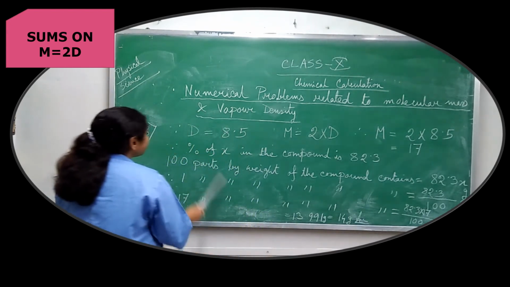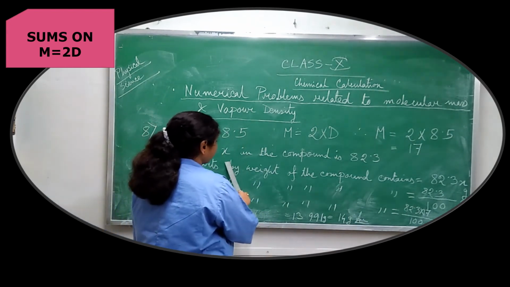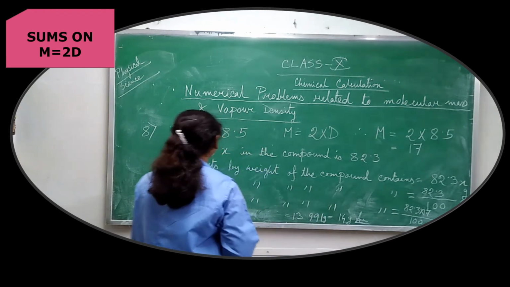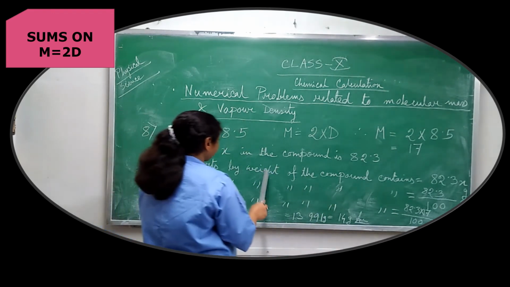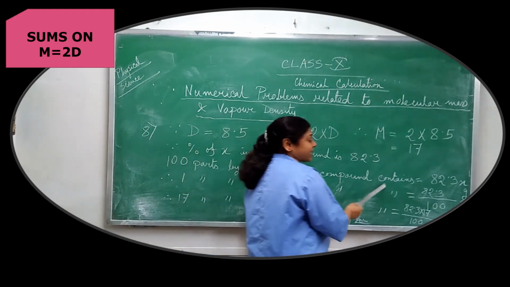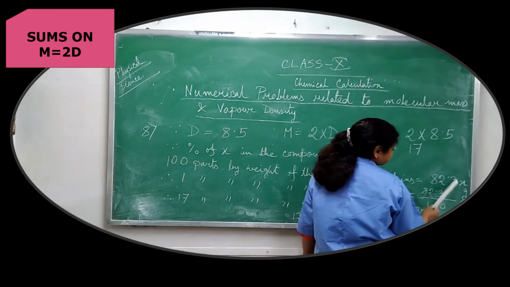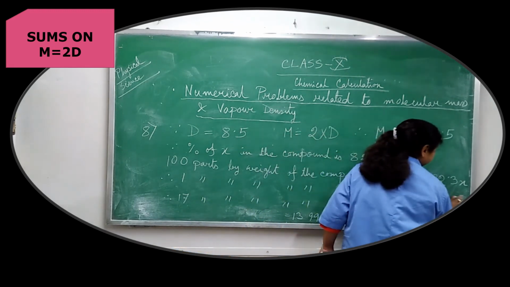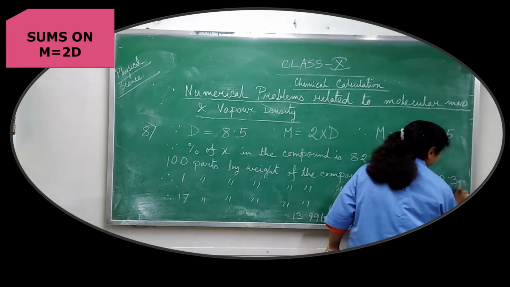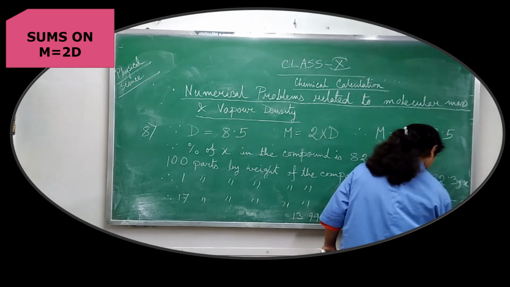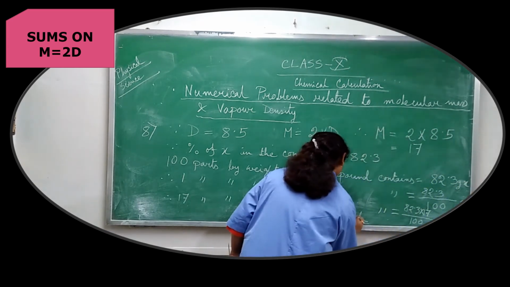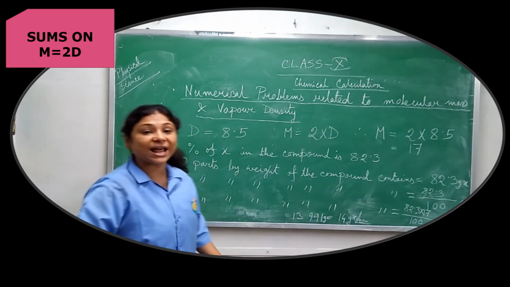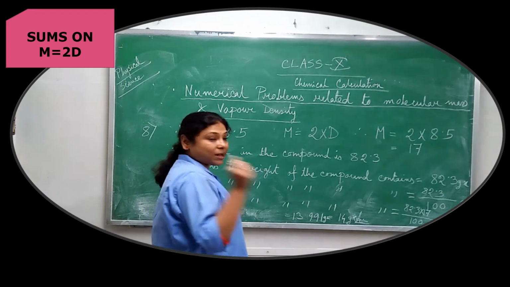Now, percentage of X element in the compound is 82.3. So 100 parts by weight of the compound contains 82.3 gram X. X is the element over here.